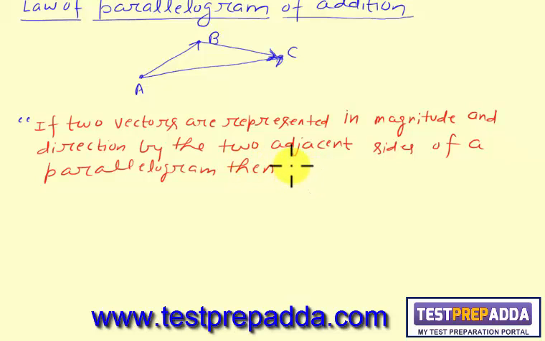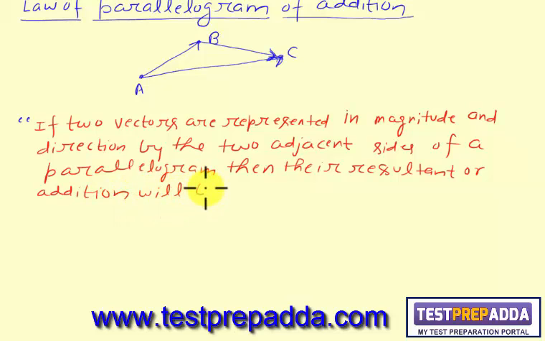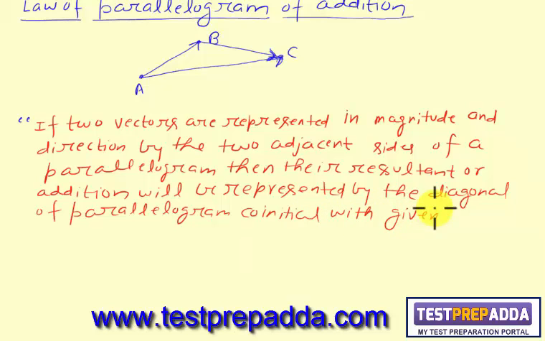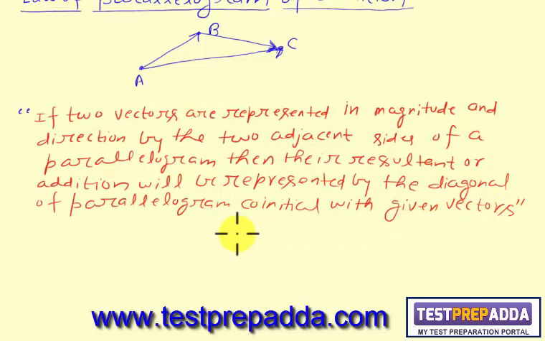So I'll write here, then their resultant or addition will be represented by the diagonal of parallelogram co-initial with given vectors. So this is the law of parallelogram.